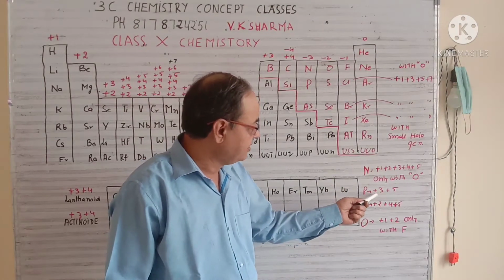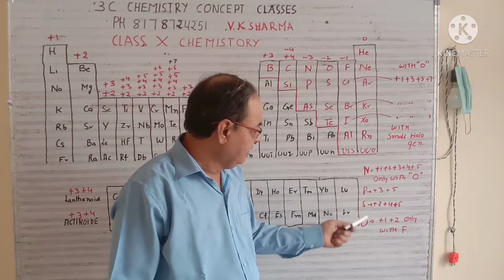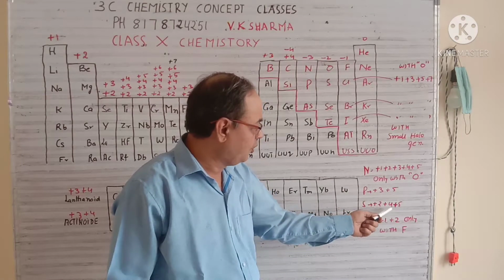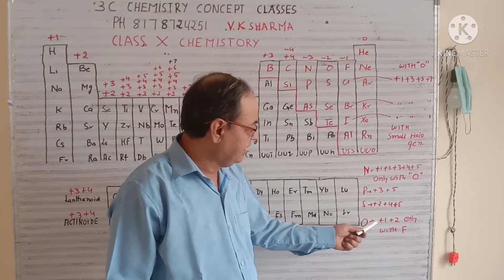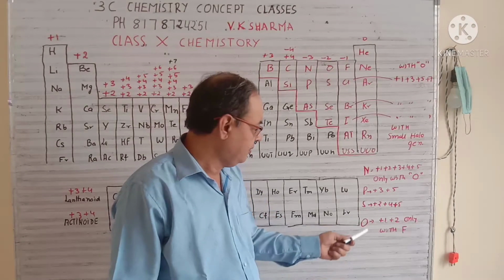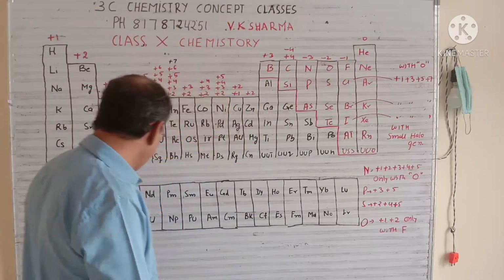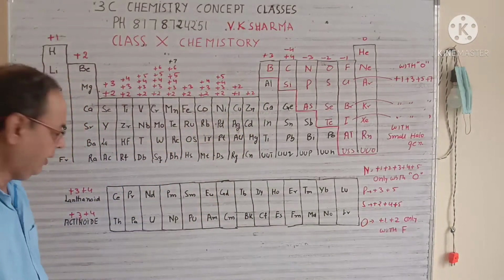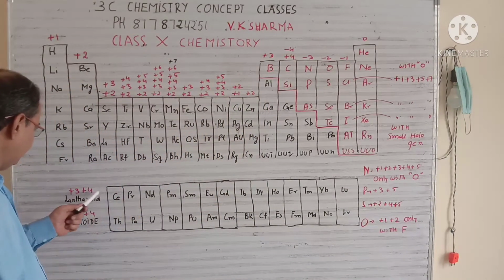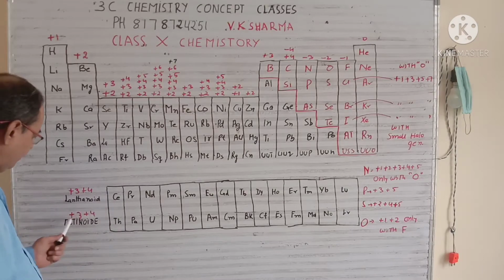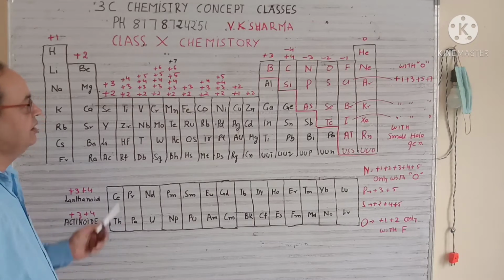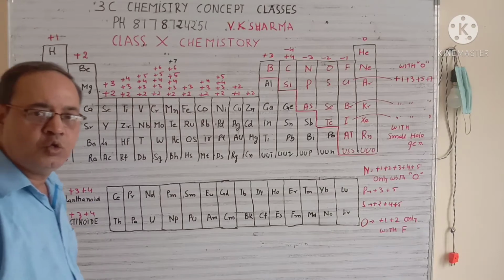Phosphorus can give plus 3 and plus 5. Sulfur can give plus 2, plus 4, plus 5. Oxygen is always minus 2, but with fluorine it can be plus 1 and plus 2. Same way, these are the other elements in the table. All these have plus 3 and plus 4. This one and this one both have plus 3 and plus 4 charges. So these are the charges you have to keep in your mind.